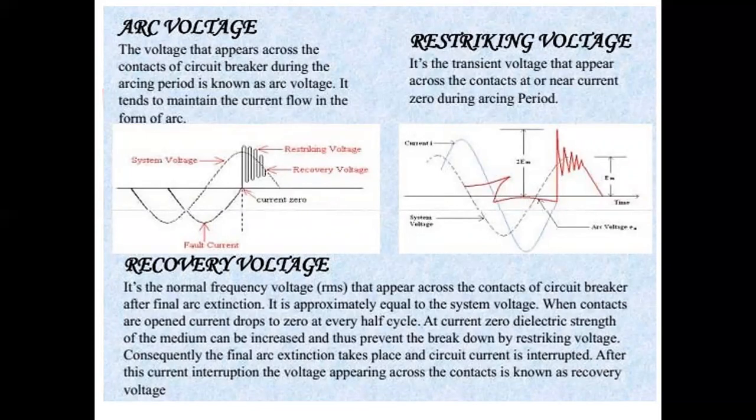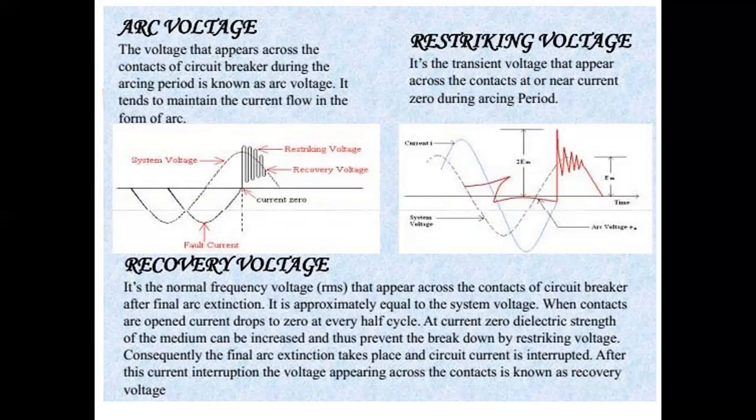Then we are seeing recovery voltage. What is recovery voltage? It is a normal frequency voltage, in RMS or root mean square value, that appears across the contacts of the circuit breaker after final arc extinction. It is approximately equal to the system voltage.